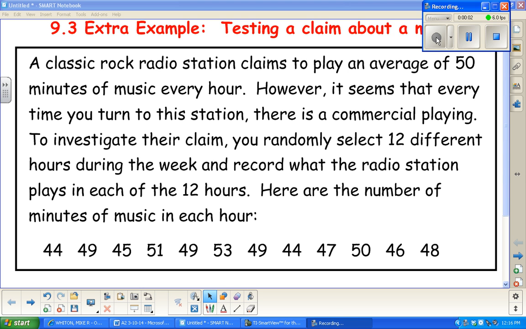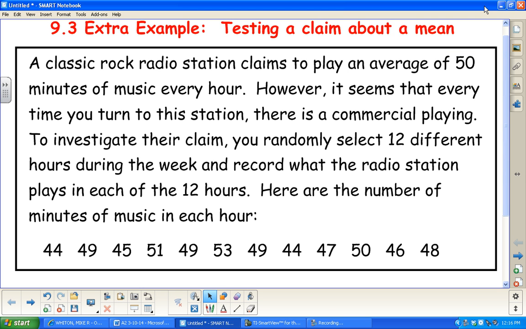Okay, here's an example from 9.3, which is about significance testing or hypothesis testing. We want to test a claim. This one's about a mean. We have a classic rock radio station claiming to play an average of 50 minutes. However, it seems that every time you turn to the station, there's a commercial playing. So you want to investigate the claim.